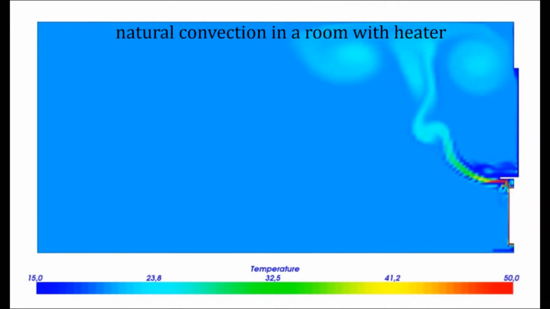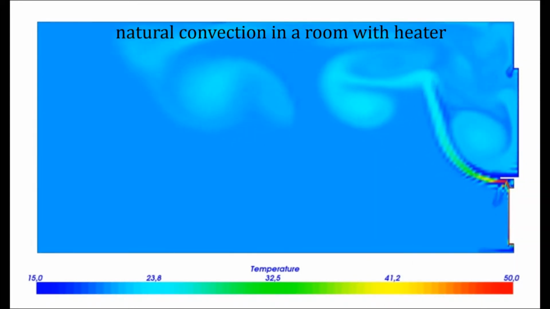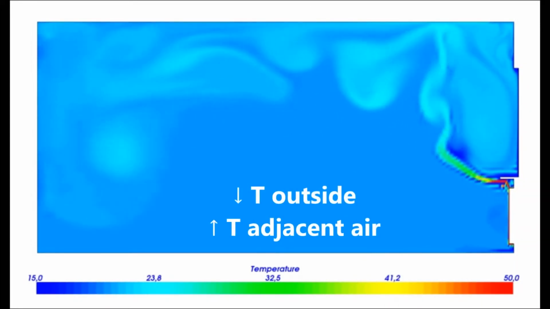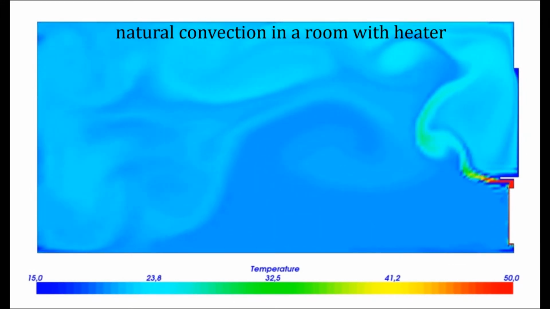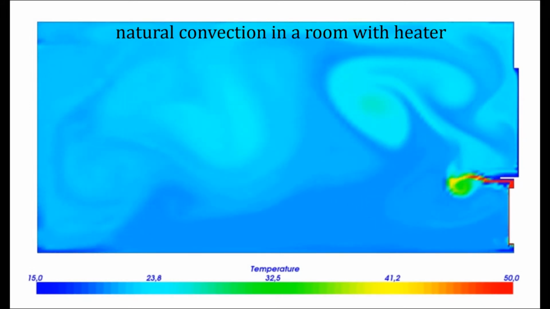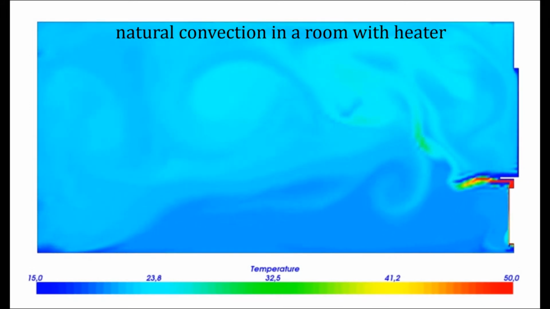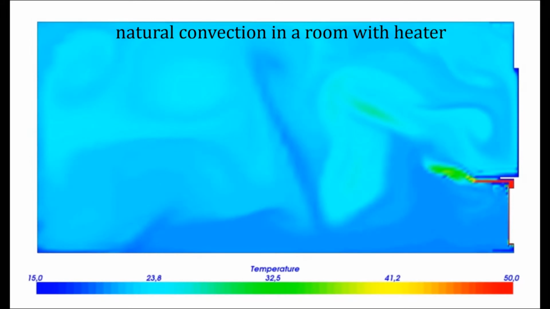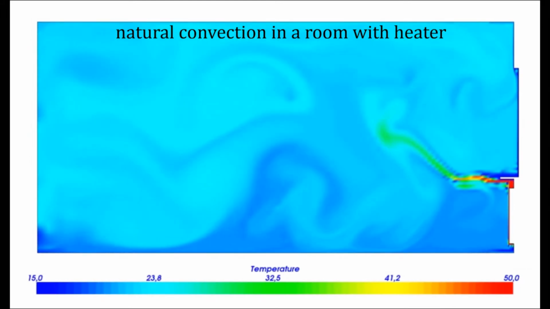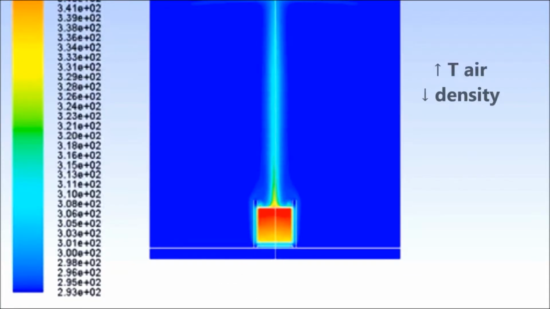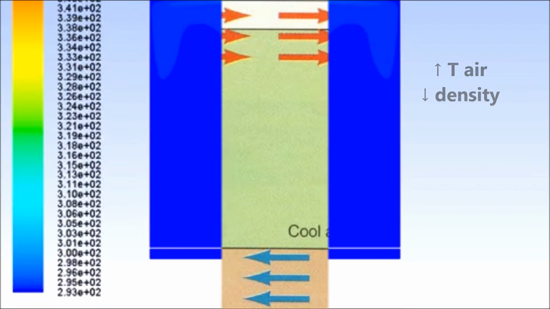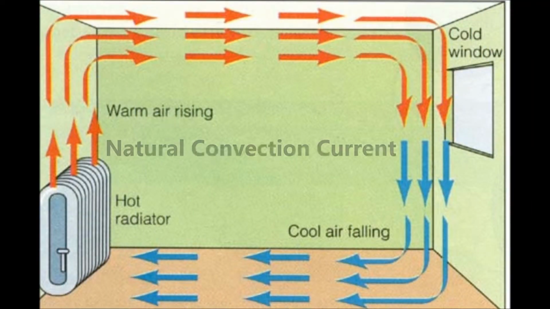Consider a hot object exposed to cold air. The temperature of the outside of the object will drop and the temperature of adjacent air to the object will rise. Consequently, the object is surrounded with a thin layer of warmer air and heat will be transferred from this layer to the outer layers of air. The temperature of the adjacent air to the hot object is higher, thus its density is lower. As a result, the heated air rises. This movement is called the natural convection current.